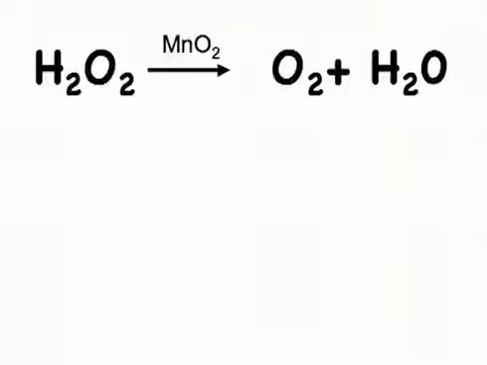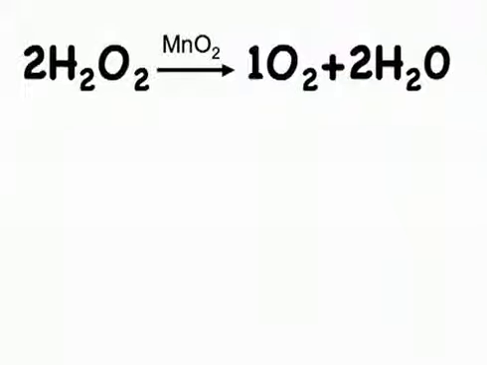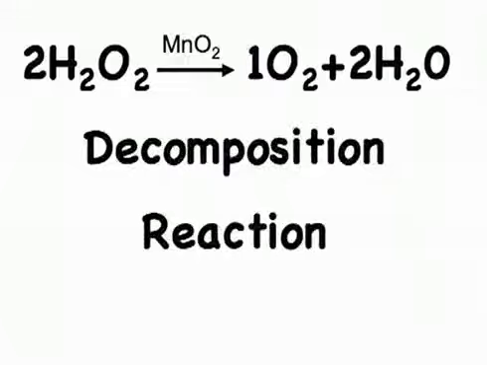Here, notice there's an odd number of oxygens on the right-hand side of the equation. So we're going to double the H2O, which will lead to doubling the hydrogen peroxide, and that balances the equation. Decomposition reaction. And don't try this at home.